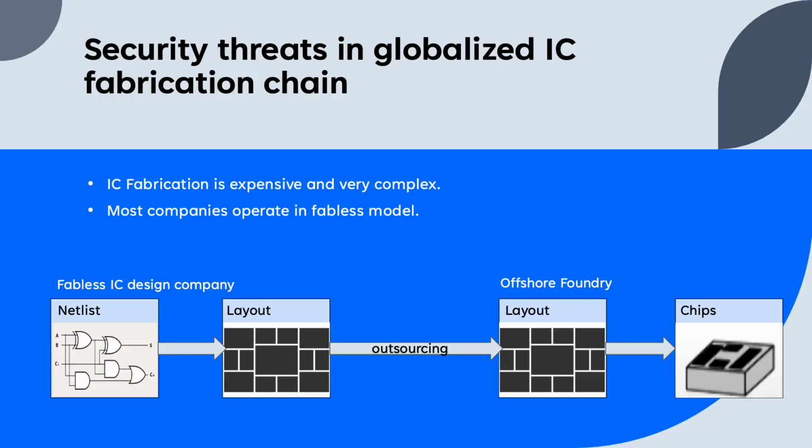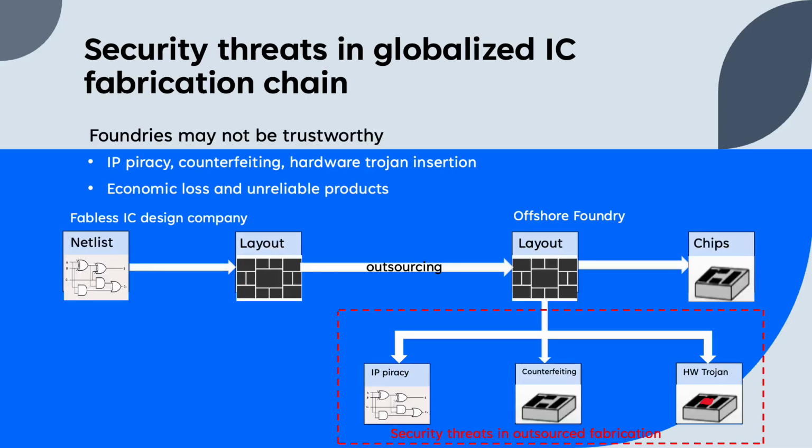Let's start by understanding the security threats in the globalized IC fabrication chain. IC fabrication is an expensive and highly complex process. Most companies today operate in a fabless model, meaning they design the chips but outsource the manufacturing to offshore foundries. While this model reduces the cost, it introduces significant security risk.